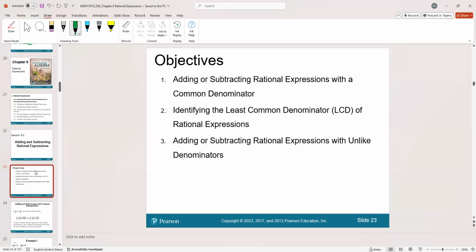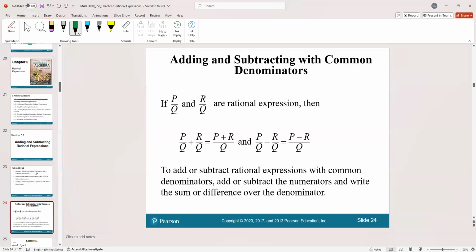One thing you need to remember about rational expressions is that they are like rational numbers and can be added or subtracted. We add or subtract rational expressions in the same way that we add or subtract rational numbers. For example, let's suppose we have 2 over 3 plus 5 over 3. If the denominators are the same, you keep the denominator as is and you add the numerators. So that gives you 7 over 3. That's when the denominators are the same.